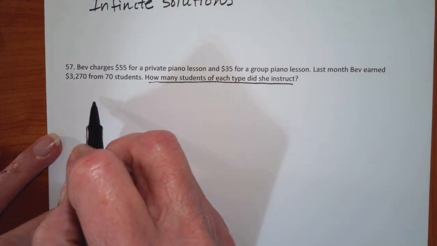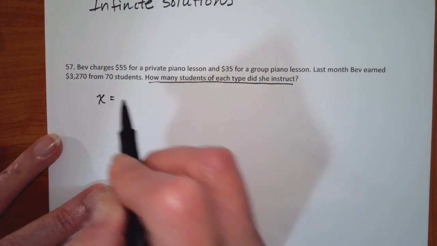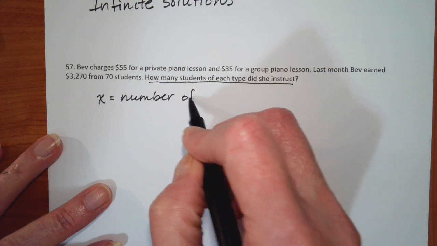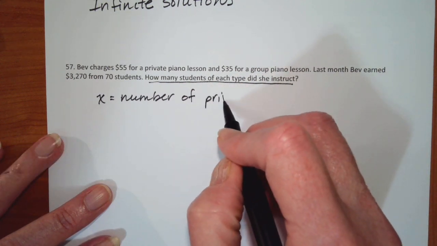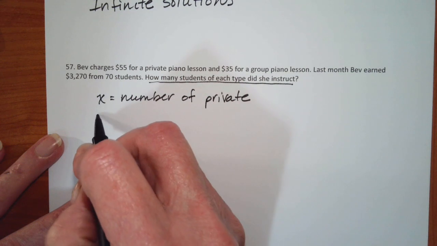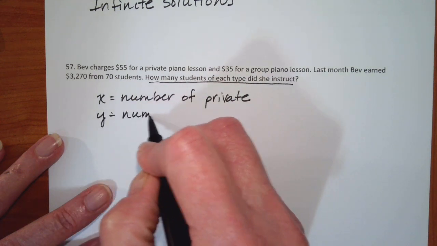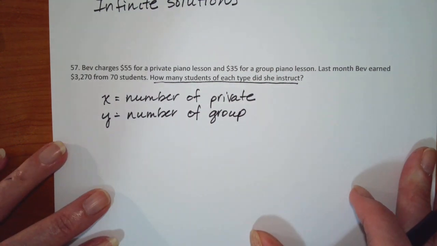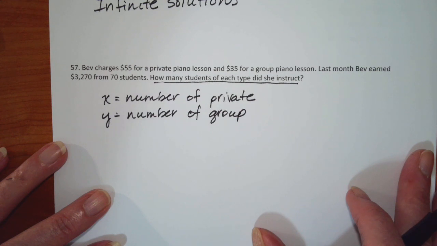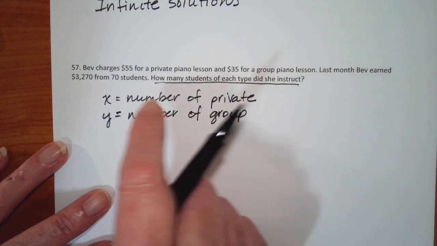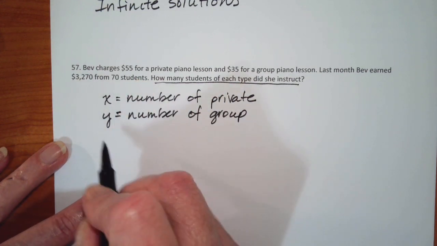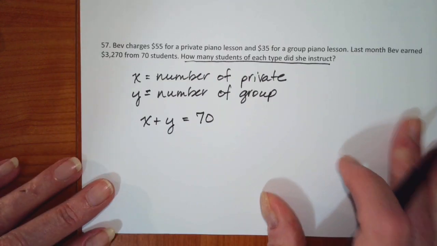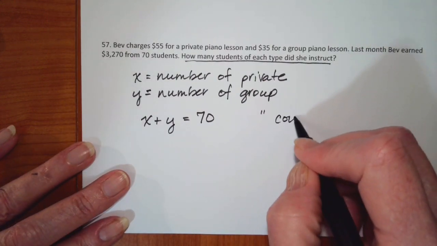So let's let x equal the number of private students and y equal the number of group. So she had 70 students. So we know x plus y is equal to 70. So that is your count equation.